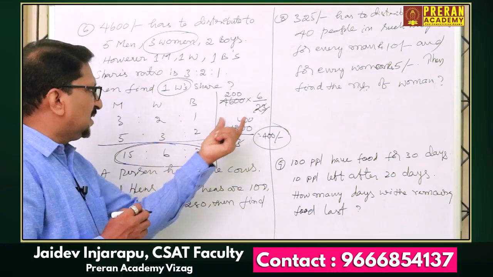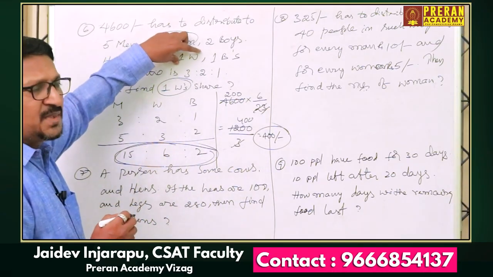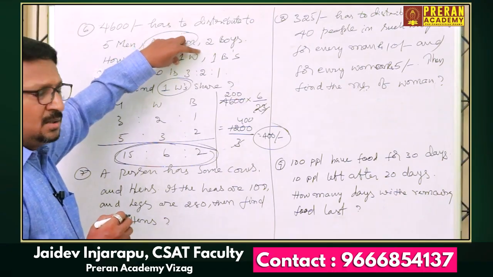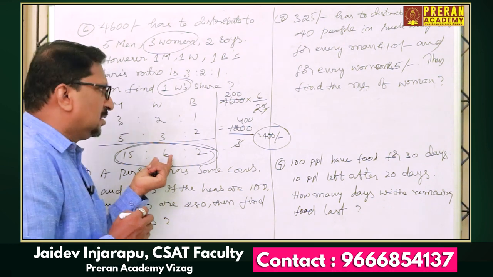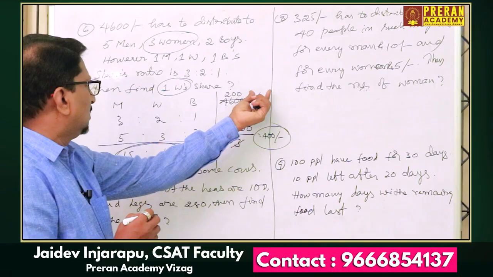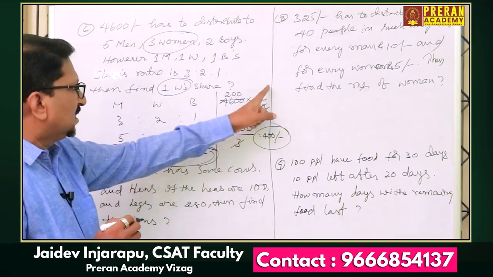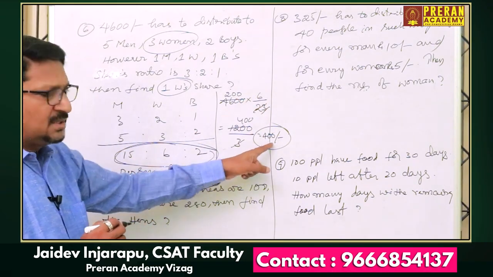In this ratio, we need to distribute this amount. So totally 23 parts are there and we have to calculate 1 woman's share. But we can't directly calculate 1 woman's share. We have to first calculate 3 women's share, that is 6 parts. So 6 parts by 23 total parts we have calculated. Finally, we calculated 1 part.